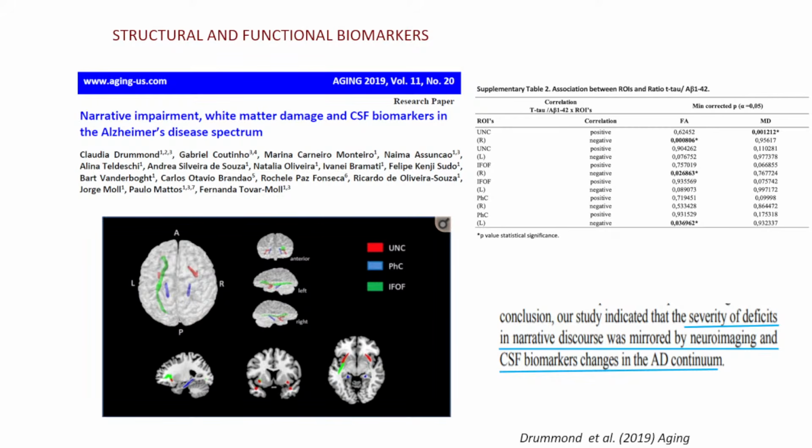Yeah. So those changes in the narrative were related to white matter pathways that are related to language, and also here, as you can see, the parahippocampal and others like the longitudinal fasciculus. And more interesting, those changes in the white matter structure of those brains were related to CSF biomarker changes related to AD as well. So this is the type of approach that we have been doing here.